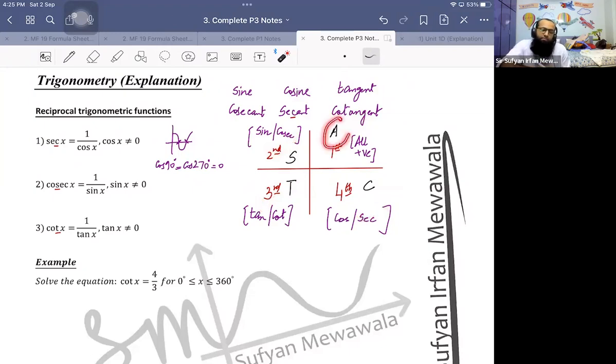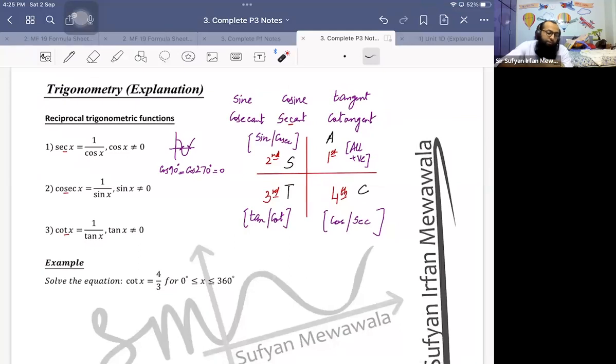So if A is positive, then all 6 trigonometric functions are positive. If sine is positive, then its reciprocal cosec is also positive. And if tan is positive, its reciprocal cot is also positive. If cos is positive, its reciprocal sec is also positive.